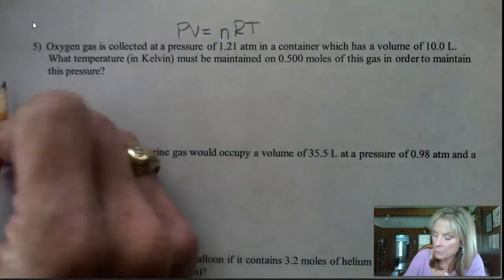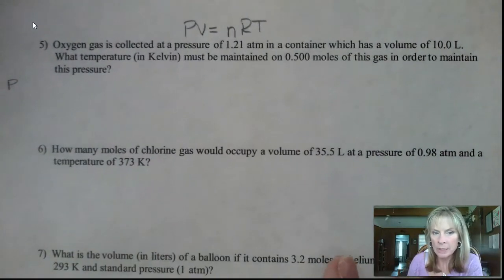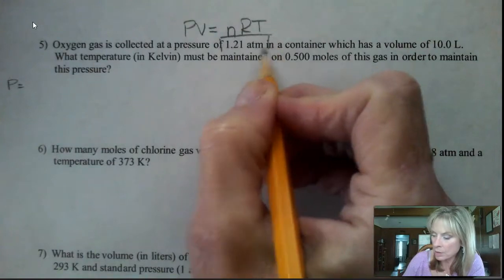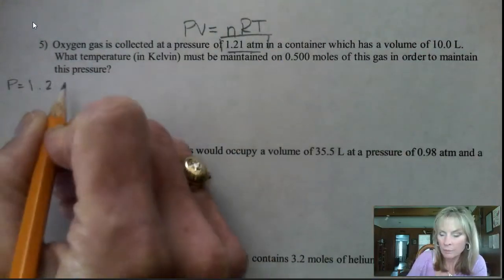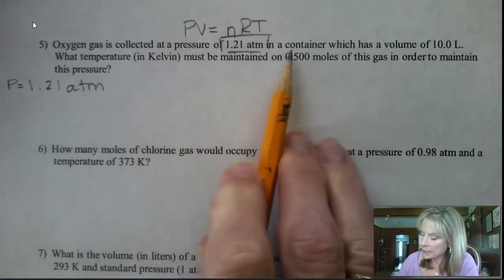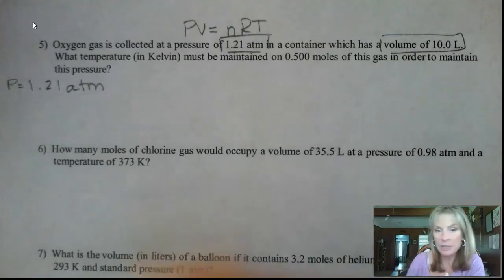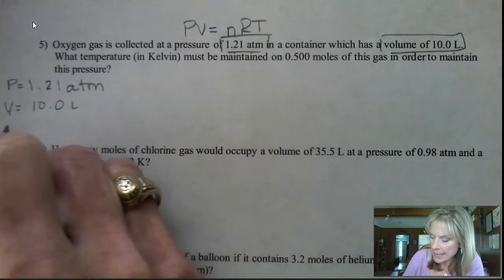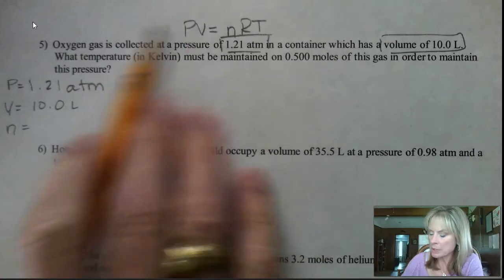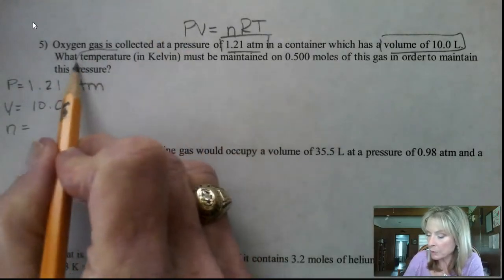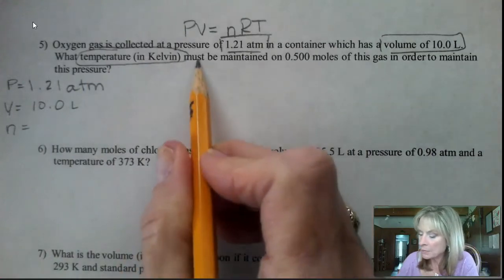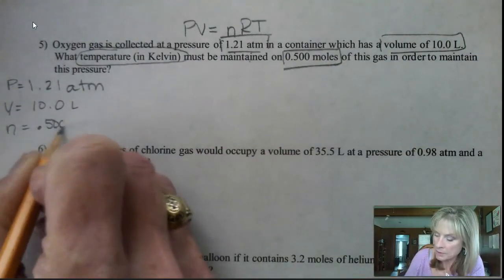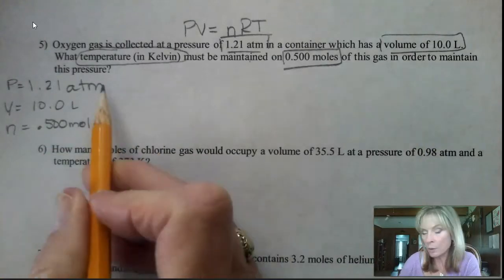All right, so let's find pressure. I like to list out all my variables. I like it on the screen too. Pressure. Let's see, do we have a pressure? Oxygen gas is collected at a pressure of 1.21 atmospheres in a container which has a volume of 10 liters. So there's my volume. N is the number of moles, so we've got to find the number of moles in here. What temperature in Kelvin? So that's what I'm looking for. That's my unknown, so I'm going to circle my unknown. Must be maintained on 0.500 moles. So there's my moles, 0.500 moles of gas in order to maintain this pressure.